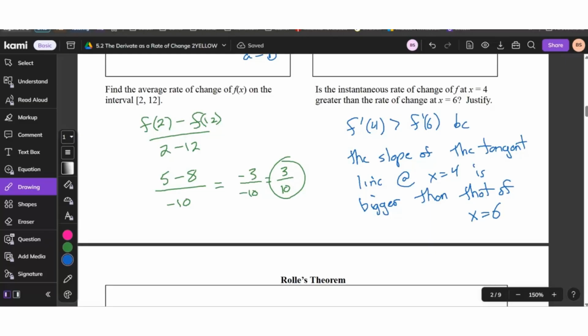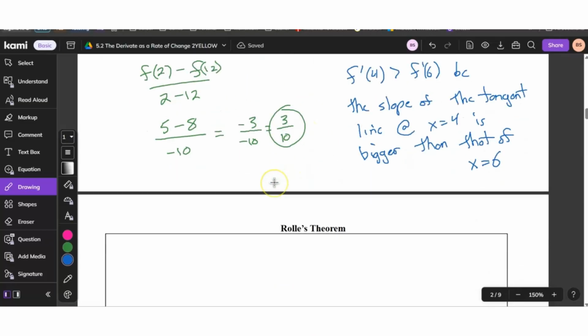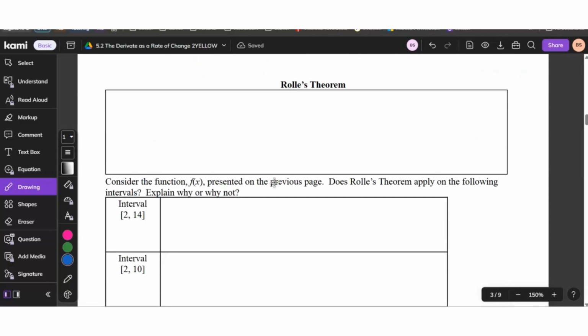Hopefully. Now, if you couldn't draw the tangent line, what could you do instead to figure that out? Take the derivative and just plug in 4 and 6, right? And see which one's bigger. And if you plug in 4, you're going to get a bigger number. Absolutely. All right, let's talk about Rolle's theorem.